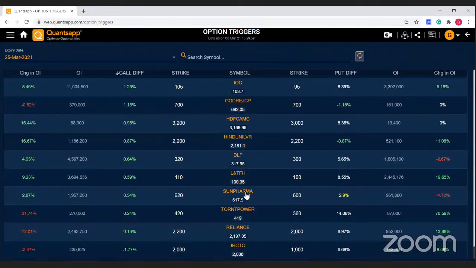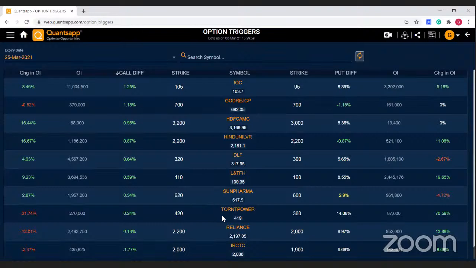Looking at Sun Pharma, Torrent Power, Reliance, IRCTC, then L&T Housing Finance, DLF, Hindustan Unilever, HDFC AMC, Godrej Properties, these are some stocks which are very near to the highest point. Now, when I'm trading in options, I will be interested in a stock that is at the highest call writing level, and at that point I want to see how the call writers are doing.